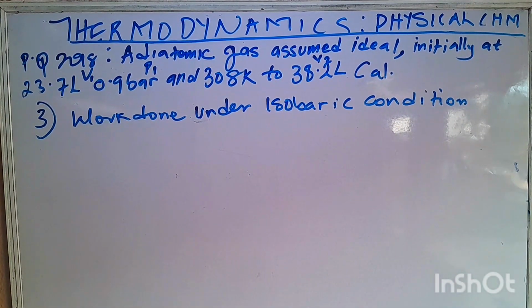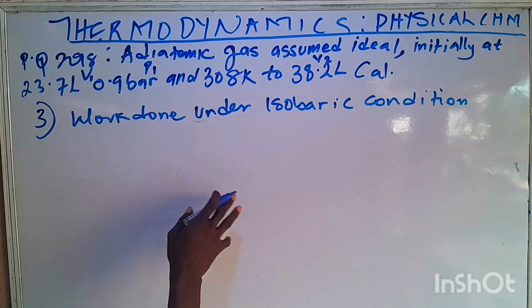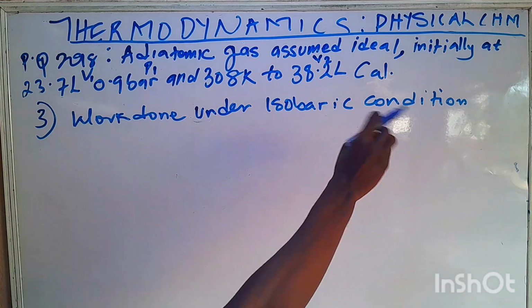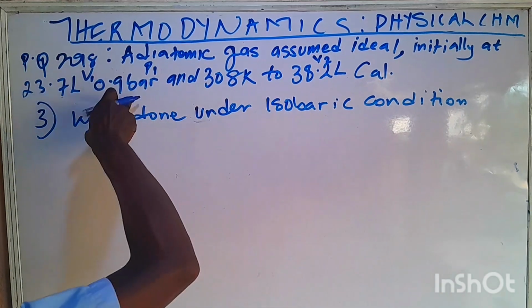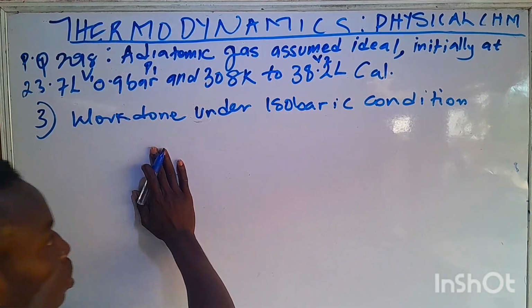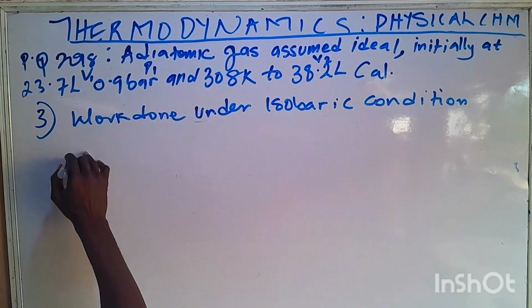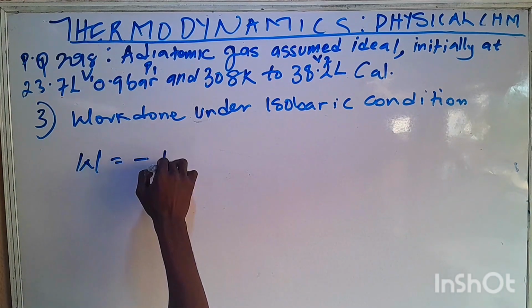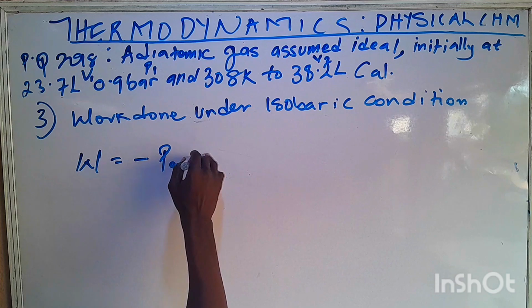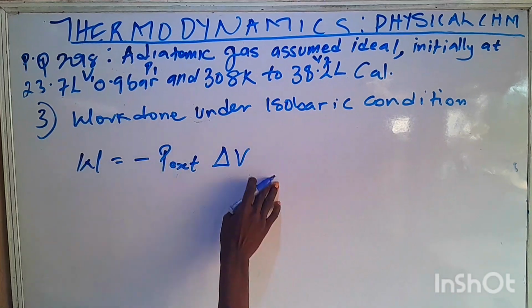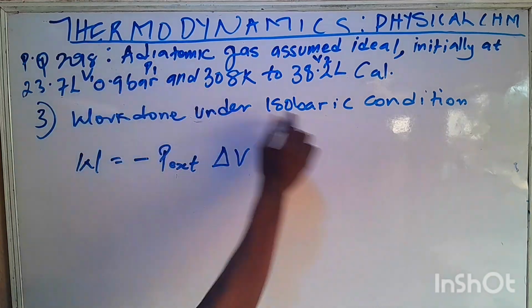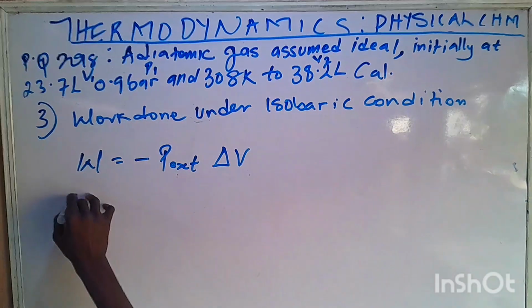Now the question again asks us to calculate question 3, work done under isobaric condition. So the word isobaric condition here means the pressure is kept constant. So what is the work done there? With respect to that, you are using this formula: work done equals minus the pressure, don't forget the pressure, times change in what? Change in volume. So this one here is still the same value that we used the other time.